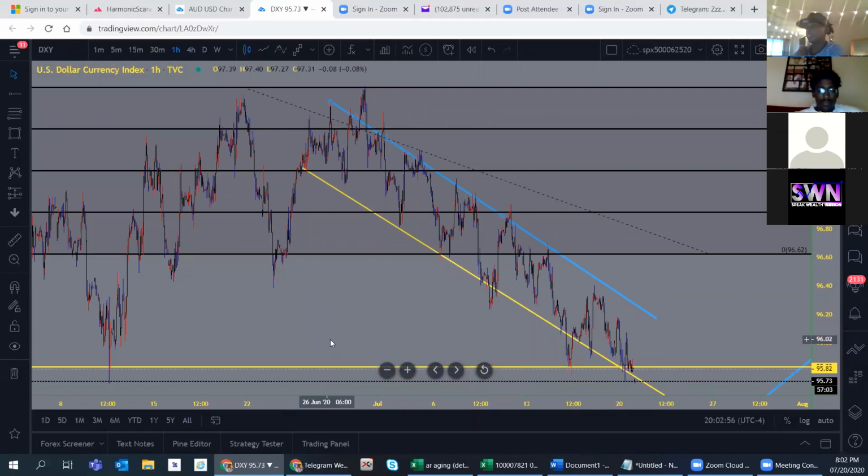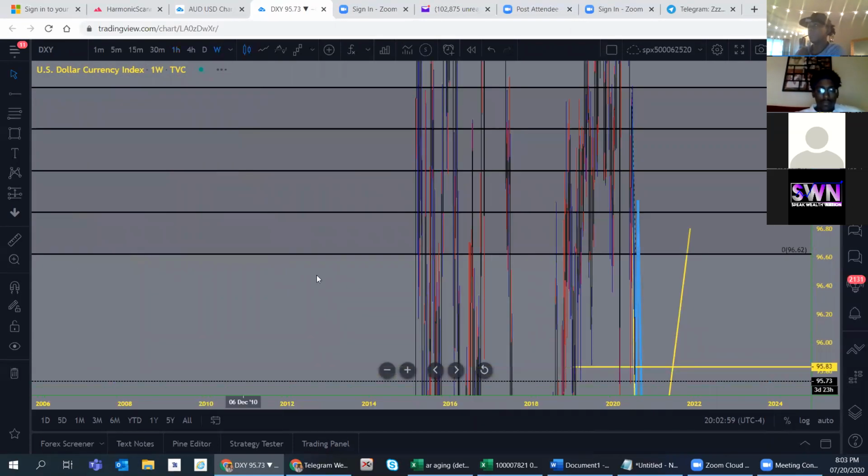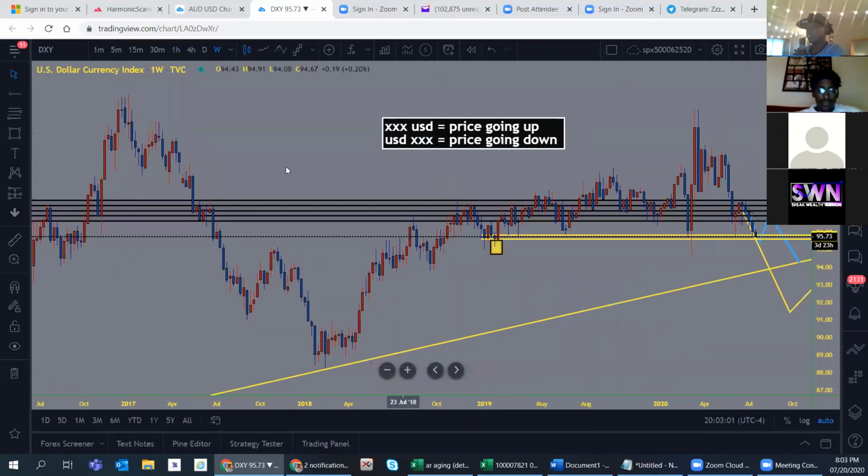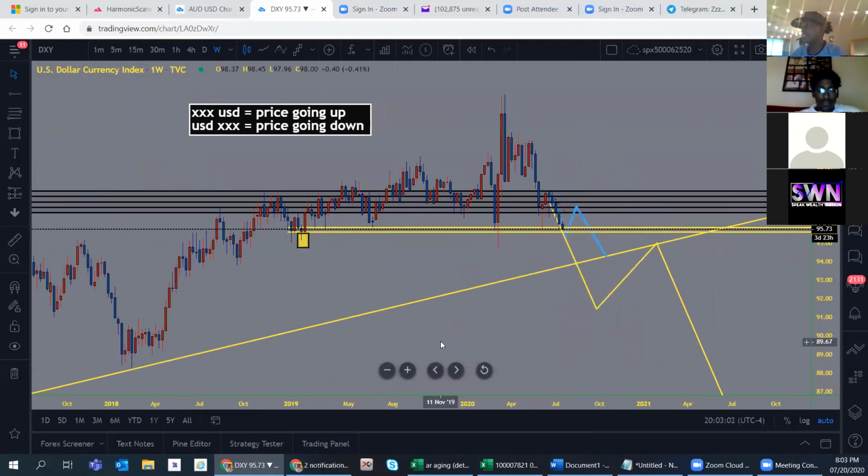So for most pairs that end in USD, those are the ones you need to be buying right now. Not saying you can't catch sells, but the trend is your friend. You want to trade with the trend.